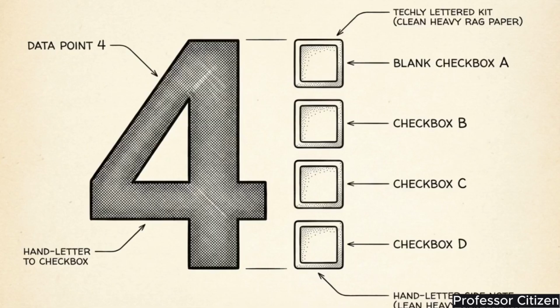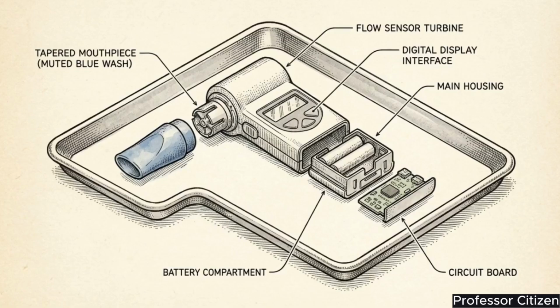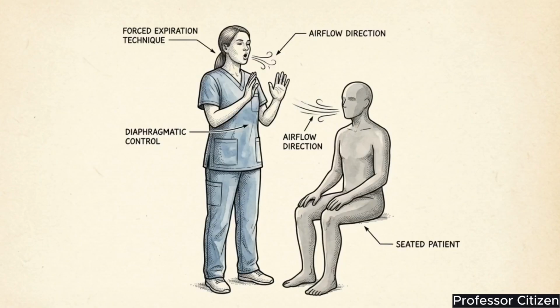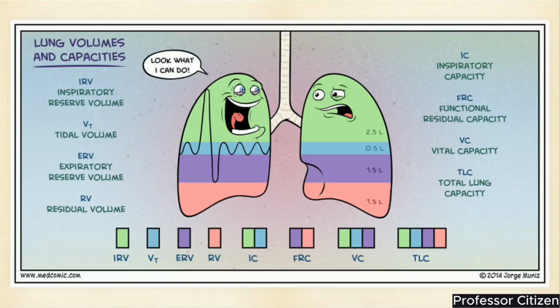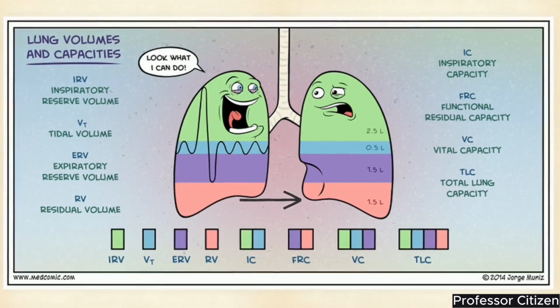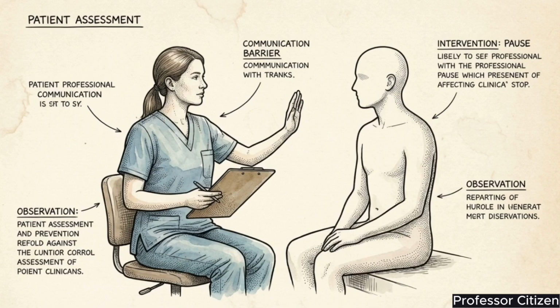Administering this test requires 4 specific steps: screening for patient safety, selecting the right equipment, coaching the physical maneuver, and interpreting the resulting data. This character illustration breaks down the baseline lung volumes we capture during this process, like tidal volume and residual volume. Establishing these baselines is an essential requirement for clearing patients for surgery or diagnosing progressive lung diseases. Step 1 begins before you touch any equipment.